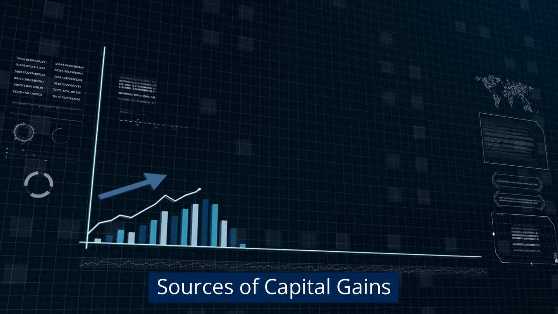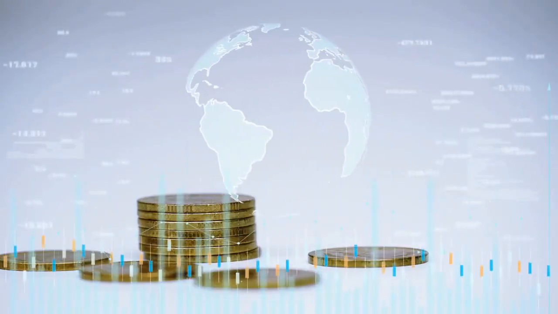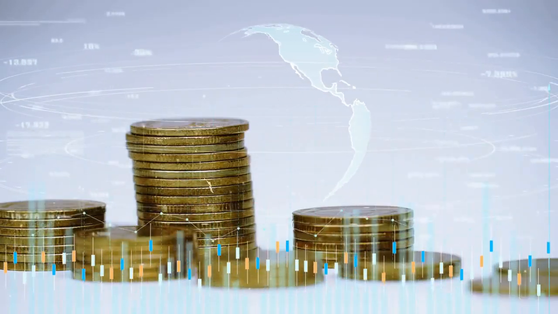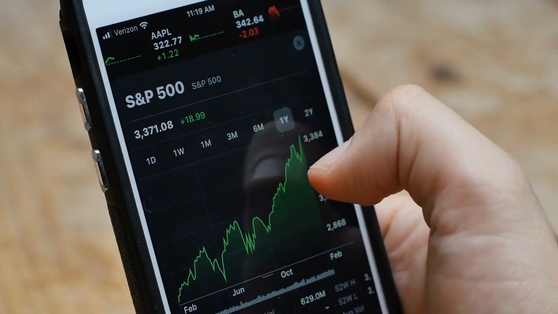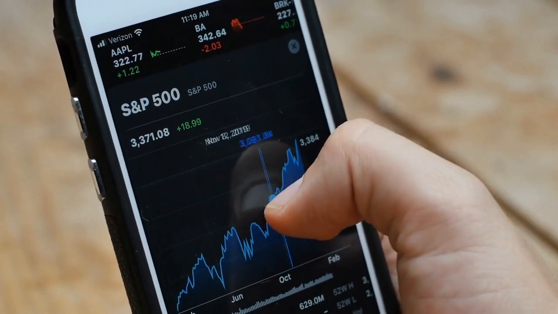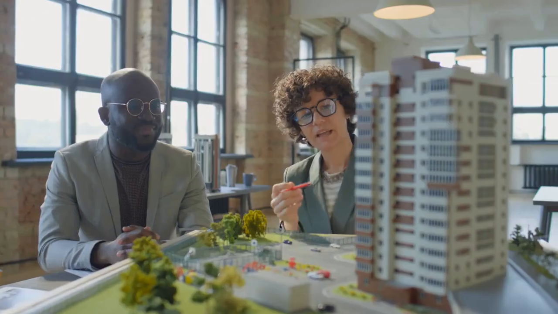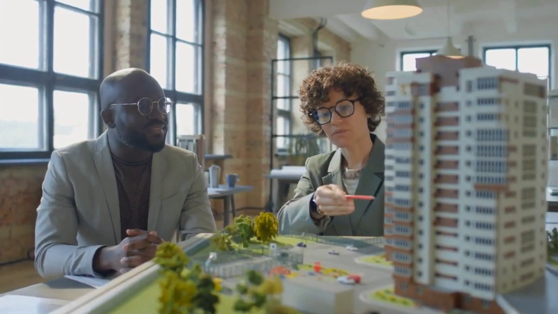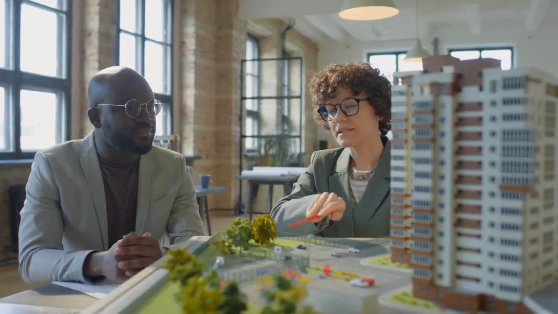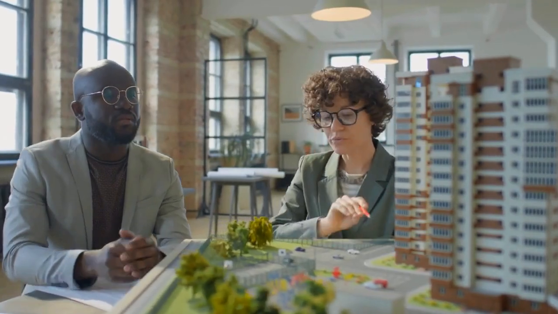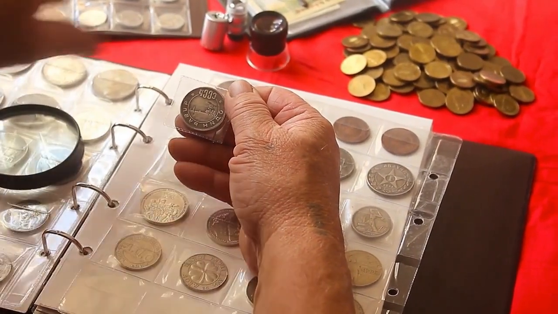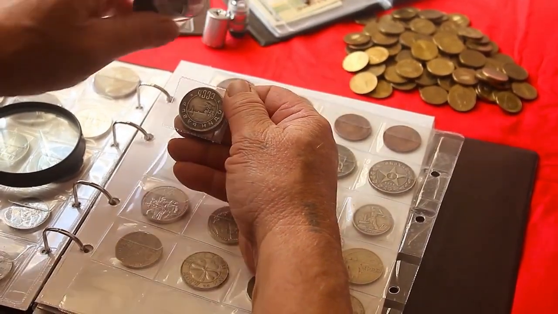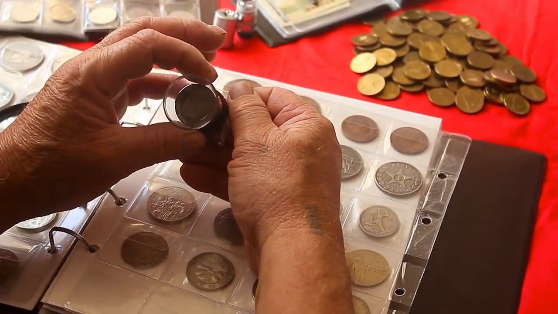Sources of capital gains. Capital gains can come from various sources, including stocks. The stock market is a common source of capital gains, as stocks can appreciate over time. Real estate. Real estate can also appreciate over time, resulting in capital gains. Collectibles. Collectibles, such as artwork or rare coins, can also appreciate over time and generate capital gains.